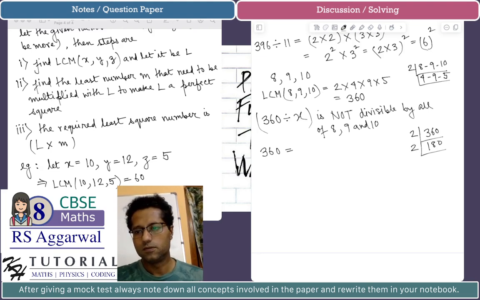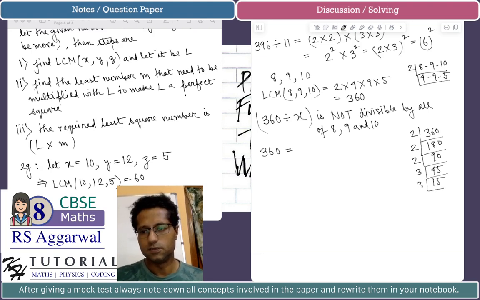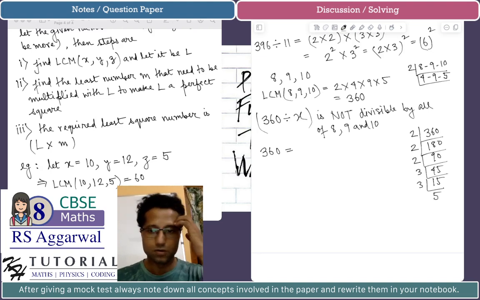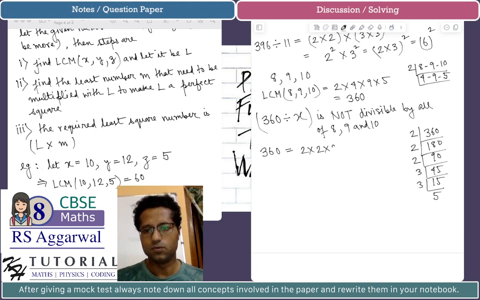Divide by 2. This is 90. Again divide by 2. This is 45. And 3. This is 15. And 3. This is 5. So the prime factorization of the number 360 is 2 multiplied by 2 multiplied by 2 multiplied by 3 multiplied by 3 multiplied by 5.